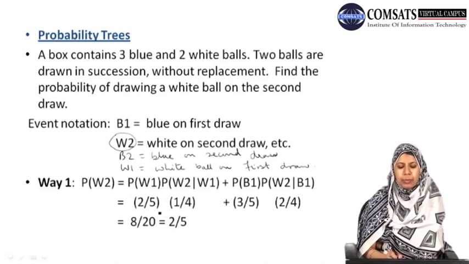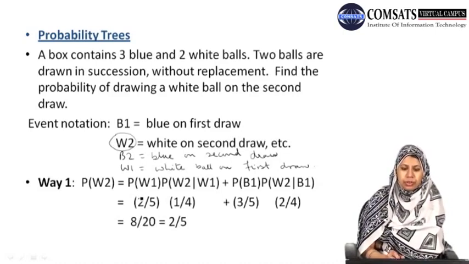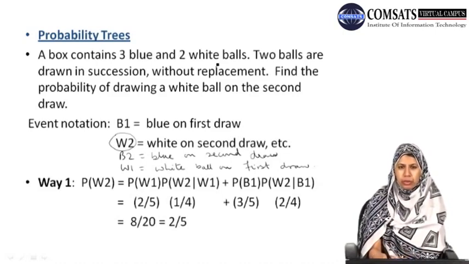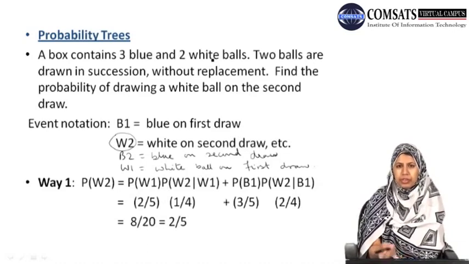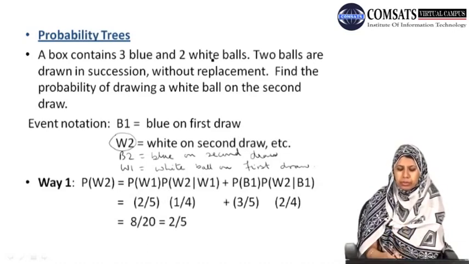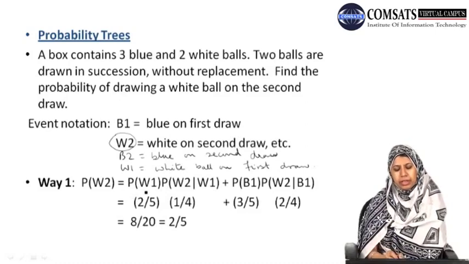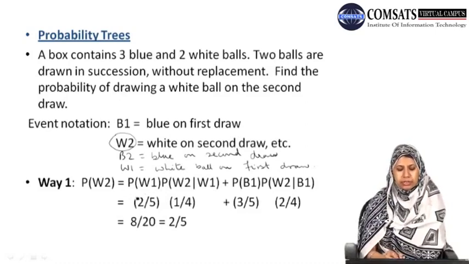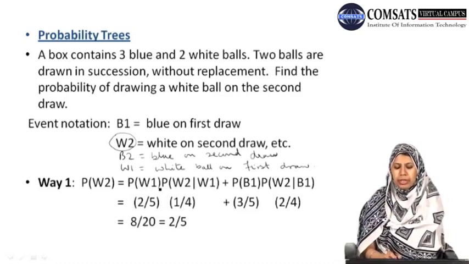And the probability of obtaining a white ball on the first draw, since we have a total of 5 balls and on the first draw we are taking any ball randomly, is 2 by 5, where 2 is the size of the event of obtaining a white ball and 5 is the size of our sample space.